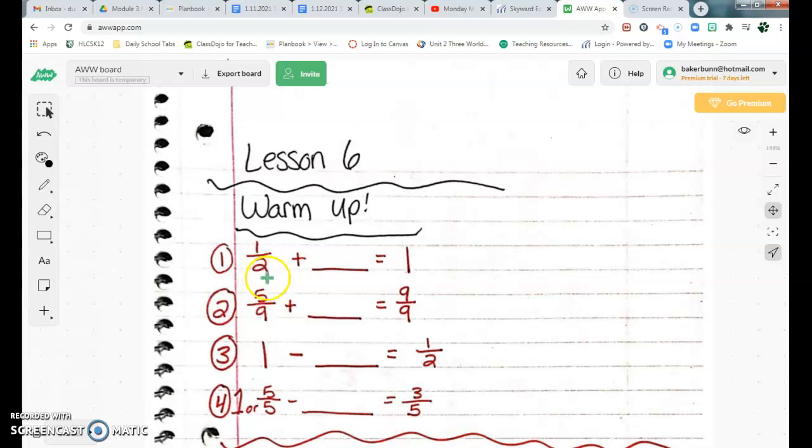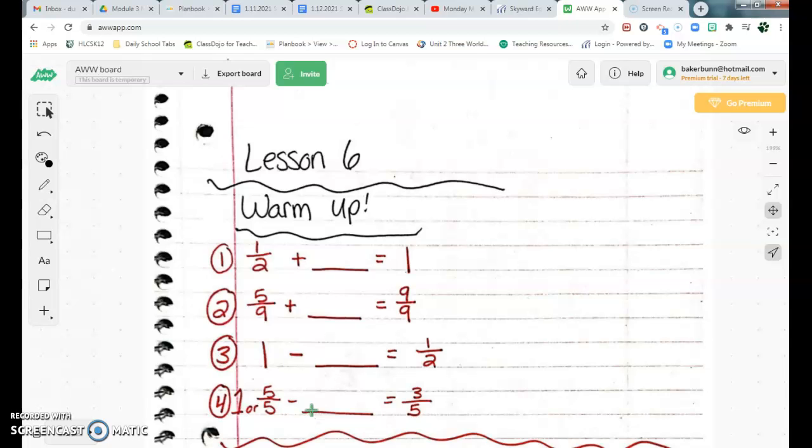So I have 1/2 plus what equals 1. 5/9 plus what equals 9/9. 1 minus what is 1/2. 1 or 5/5 minus what is 3/5. So I'm going to have you guys pause the video, go through, fill this out in your math notebook, and then play it so we can go over the answers together.